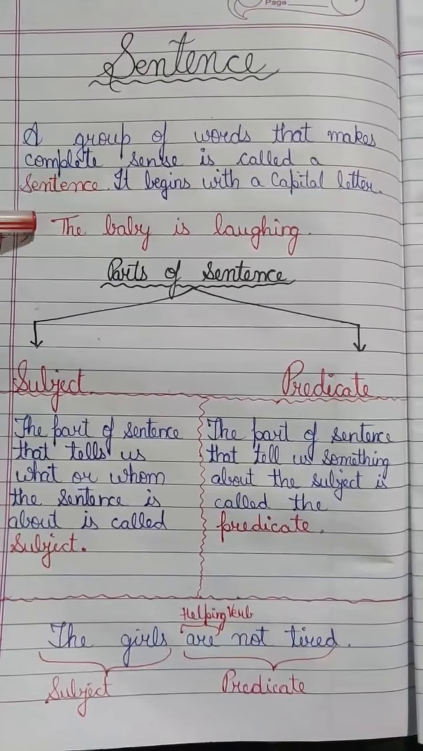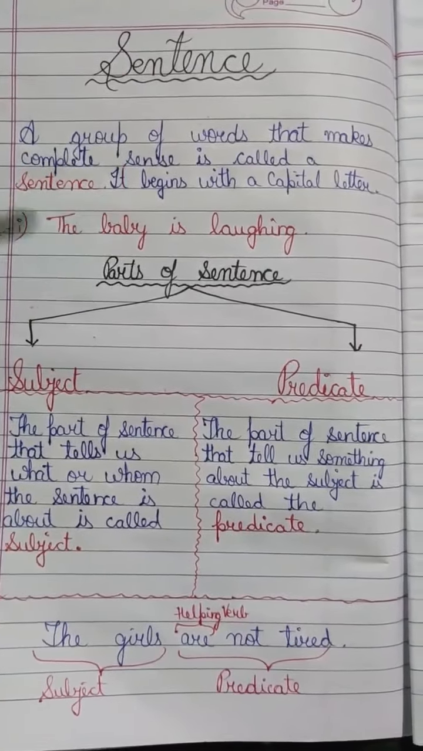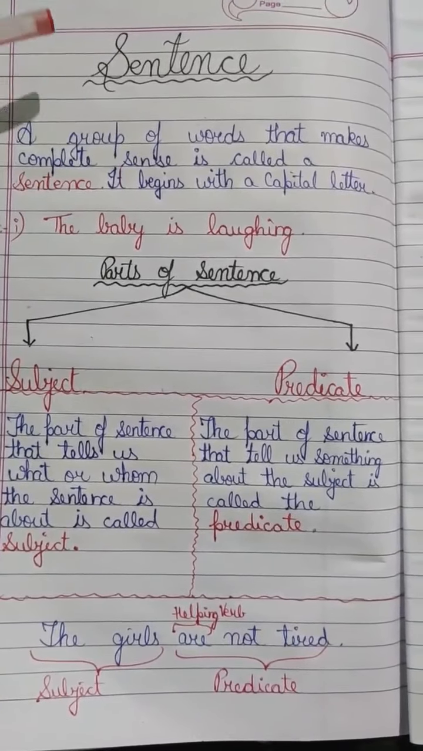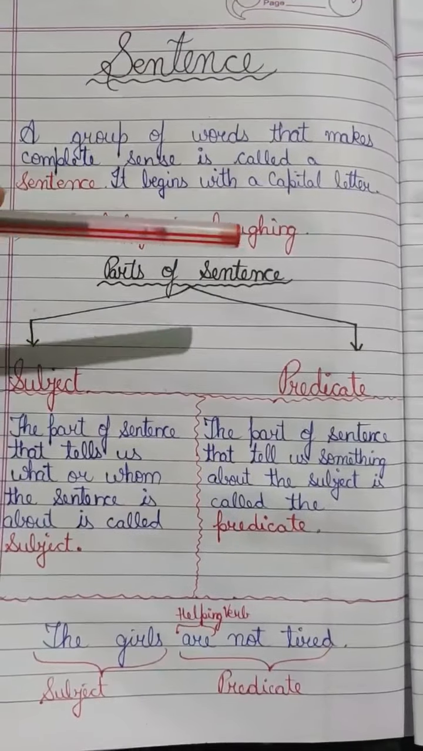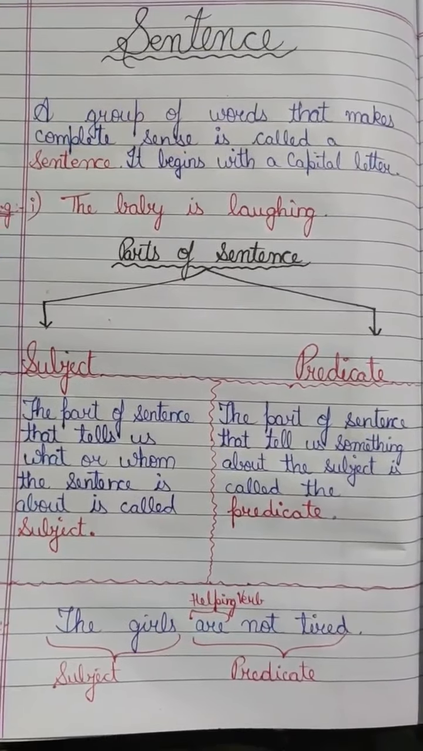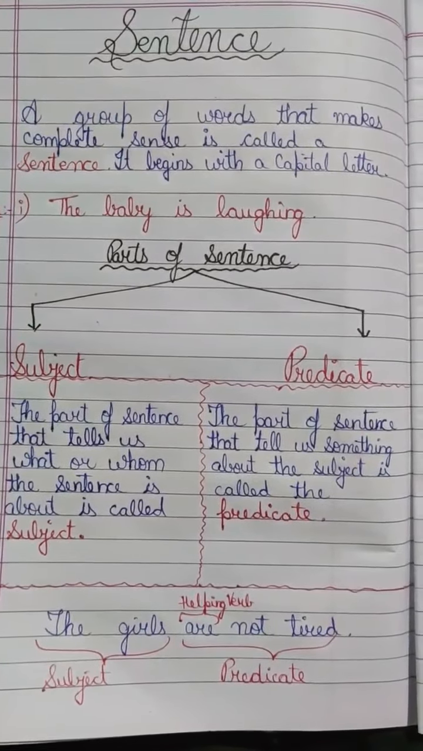For example, the baby is laughing, right? The baby is laughing is an example of a sentence. What is the baby doing? The baby is laughing. It is giving us full information about the baby, right?